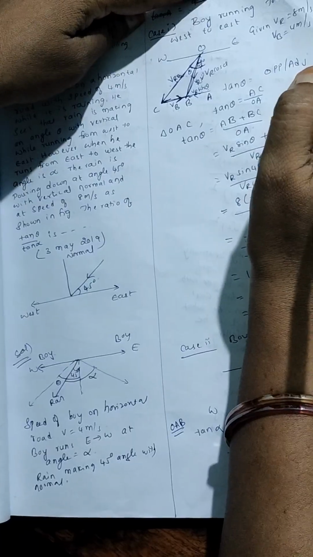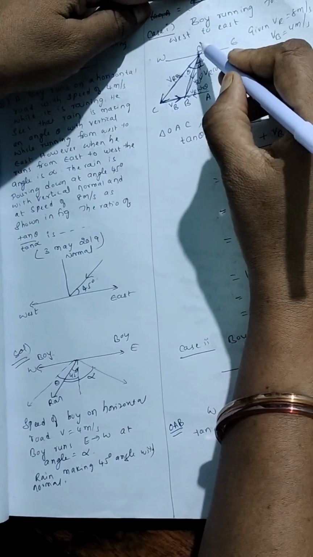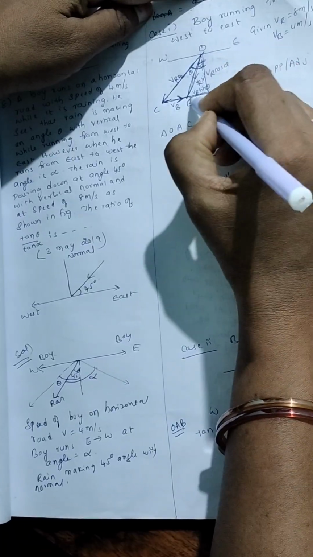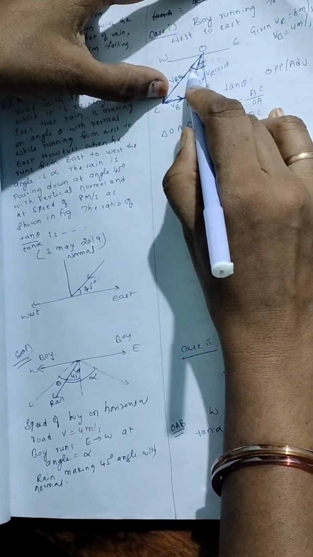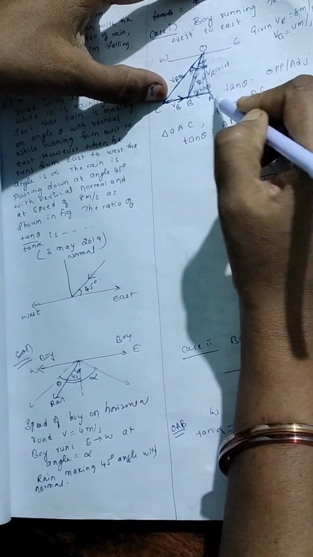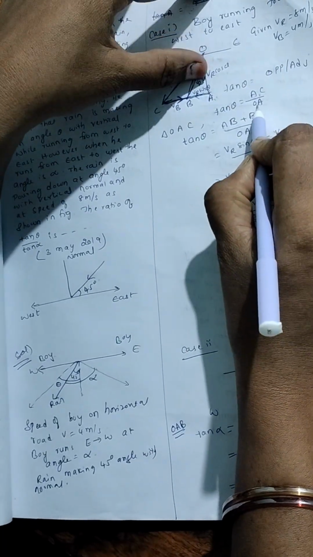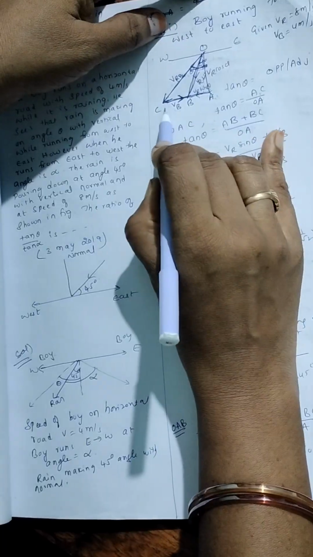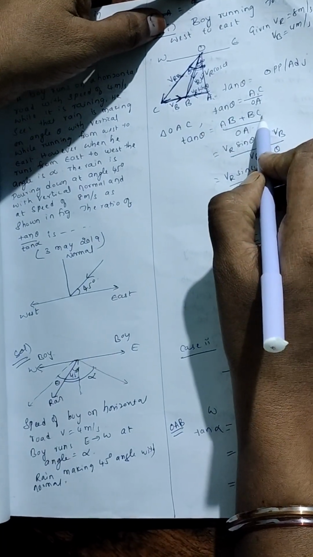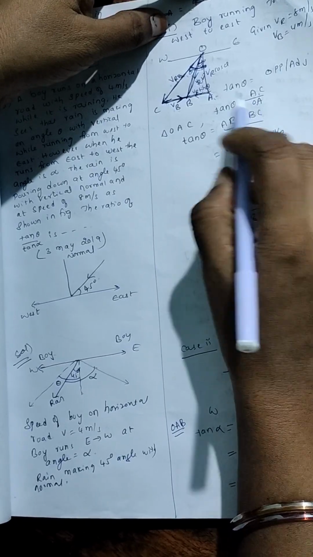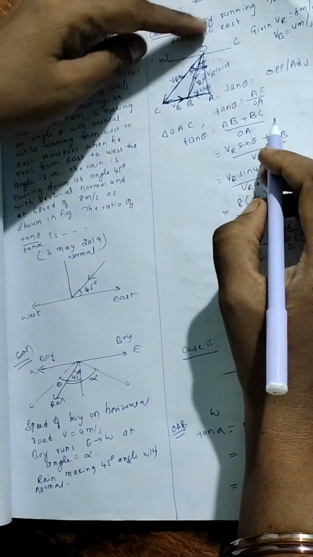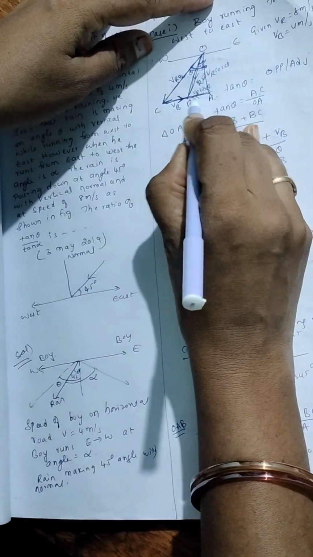So now, let us consider triangle OAC. Right? This triangle. Now tan theta is the opposite side AC over the adjacent side OA. Now AC you can write as AB plus BC. So AB plus BC by OA. Right? Now what is the value of AD?